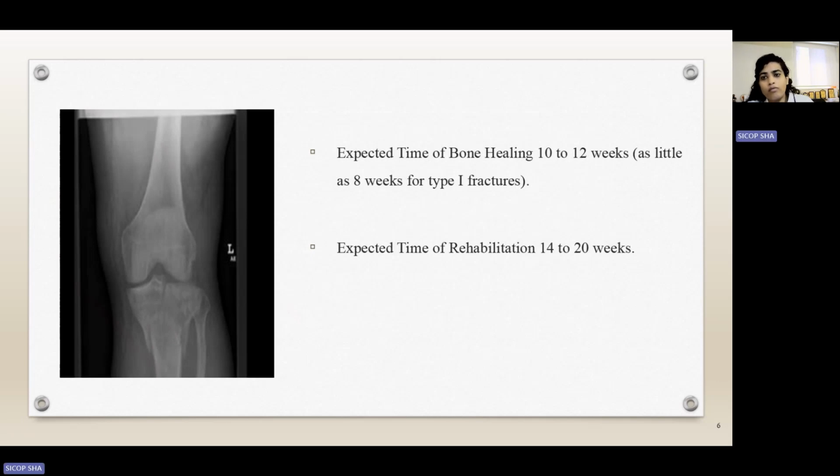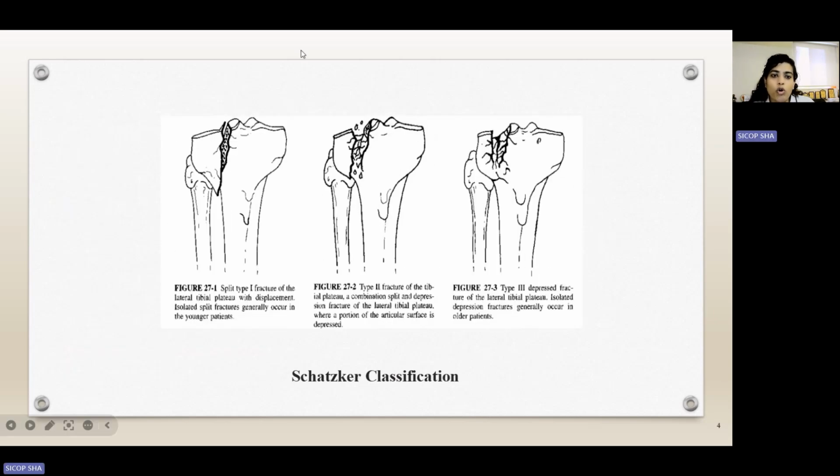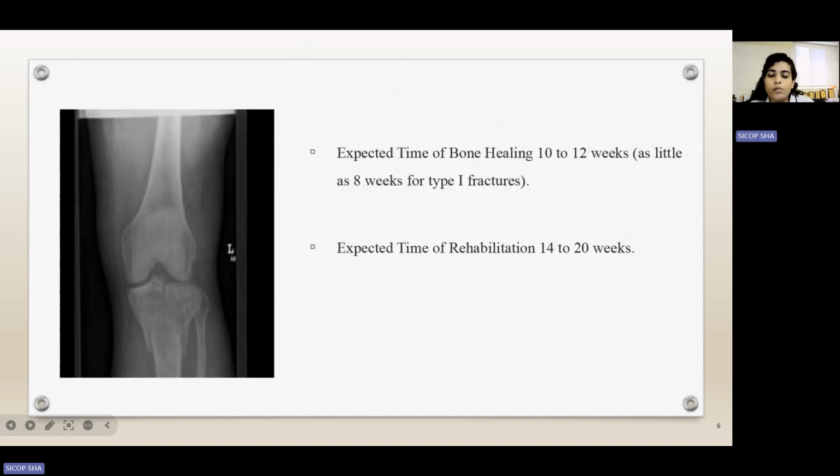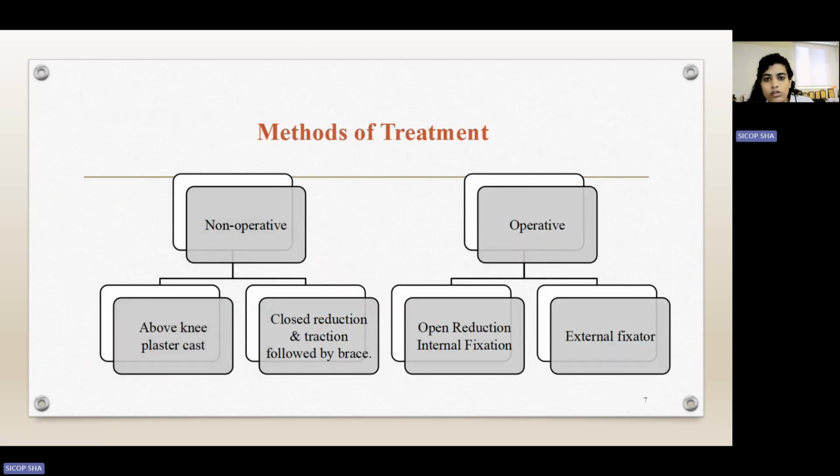For any fracture, the time for bone healing is 10 to 12 weeks. But depending on the type of fracture, if you can see over here, type 1 fracture is the least complicated one, right? It's just displacement, there is no depression and all. So for this kind of fracture, usually the healing takes place at 8 weeks. But the rehab program for these kinds of fractures runs through 14 to 20 weeks. So when we design a protocol, we need to follow the timelines for this.